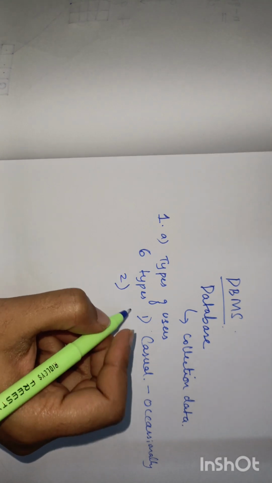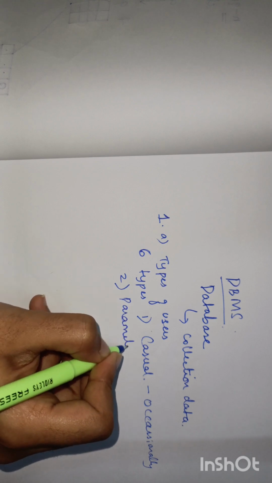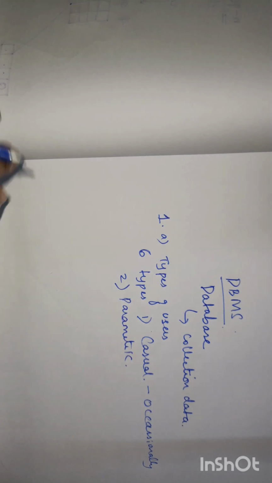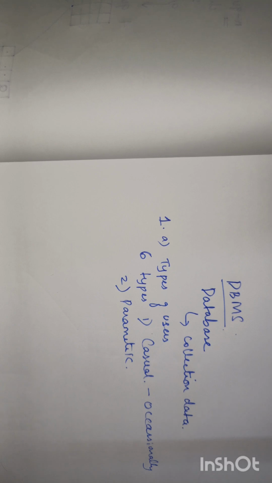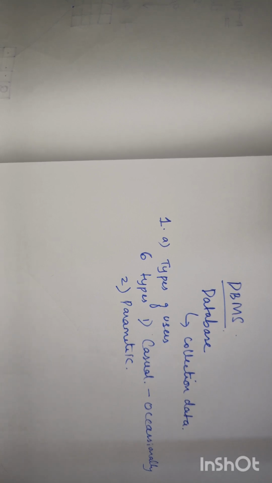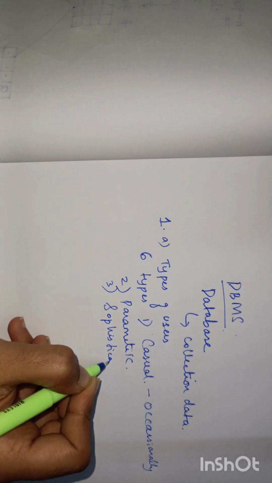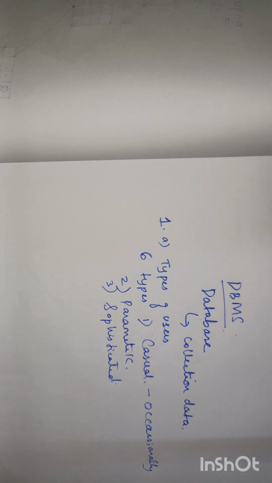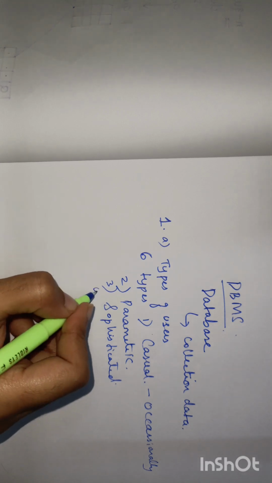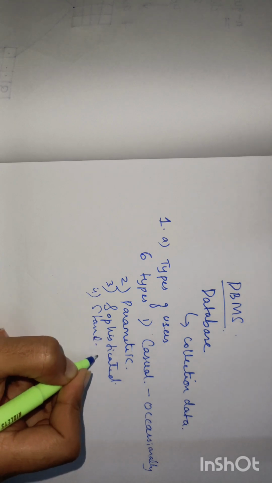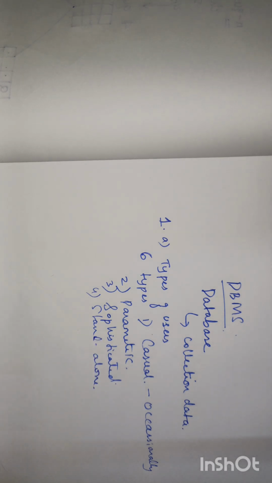Next we have parametric end users. Parametric end users are the ones who will have limited understanding but they are frequent users. Next we have sophisticated end users. These are the ones who have a very good understanding of the database and its capabilities. Then we have standalone users. These users maintain personal databases like Microsoft Access and SQLite. They create and manage the database independently, hence, they are called standalone.